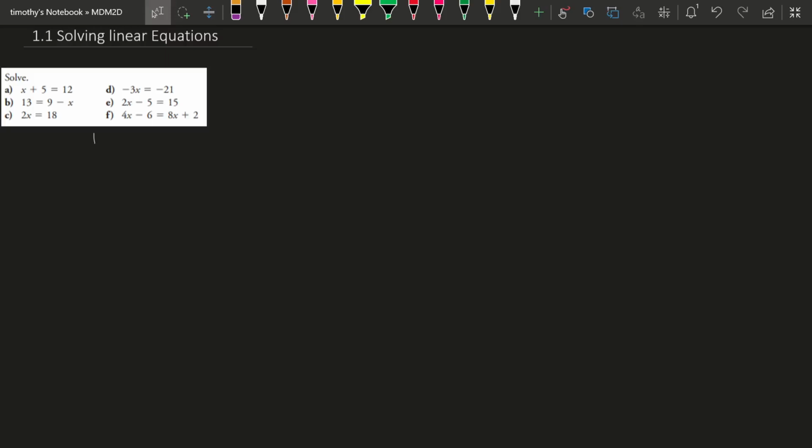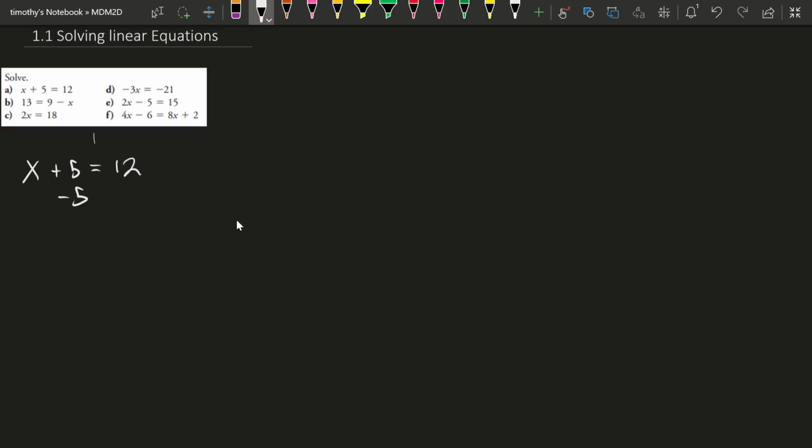Hey, here we go. So we're looking at solving linear equations. We got a couple of examples here, nothing too complicated to start with. And so we've just got these 6 examples, a bit of a mixed bag of things. I'll start with this first one, x plus 5 equals 12.